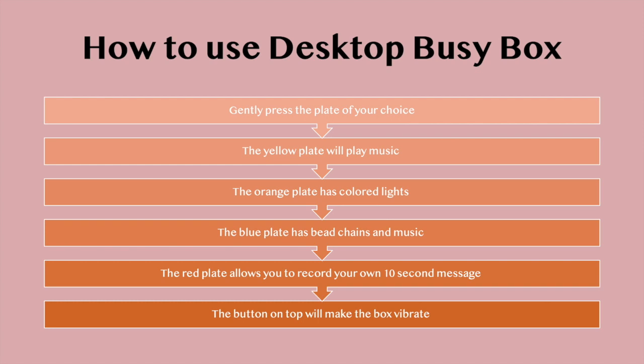So to use the Desktop Busy Box, it is very simple. You just press the plate of your choice. The yellow plate will play music, the orange plate has colored lights, the blue plate has bead chains and music, the red plate allows you to record your own 10-second message and play back, and the button on top will make the box vibrate. So it's a really good sensory tool.